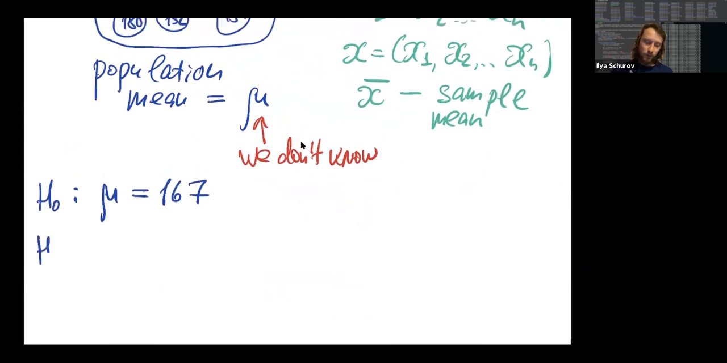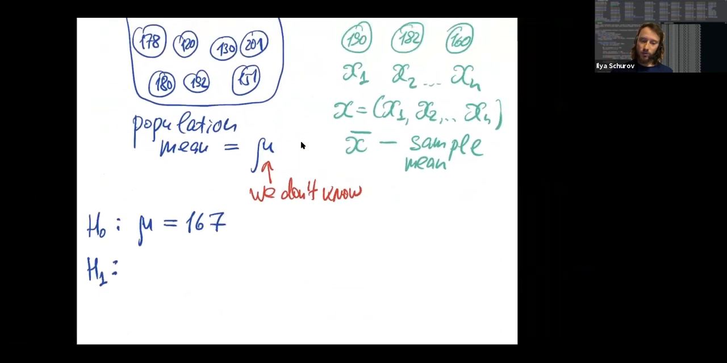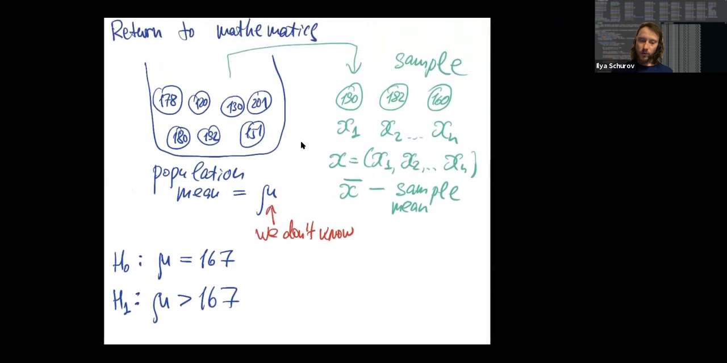And we have an alternative. The alternative is that no, it is not true. The alternative is that mu is larger than 167. So what we actually want to do: if we have a positive answer to our question, we have to reject the null hypothesis in favor of this alternative.